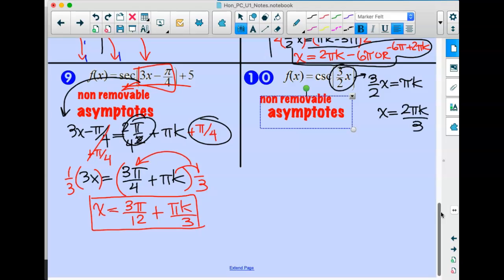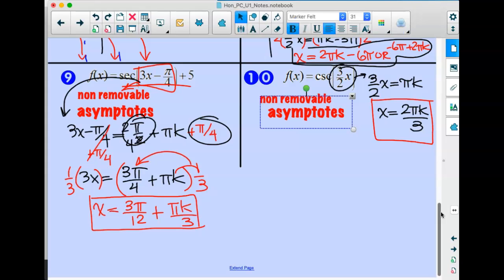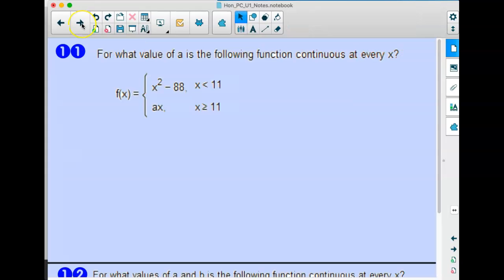You can reduce 3/12. Okay, so here I'm going to set 3 over 2 x equals pi k, and it's pretty simple. You just multiply by 2/3 to solve for that.